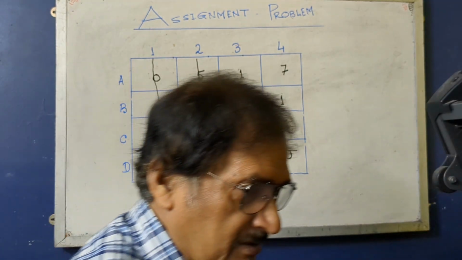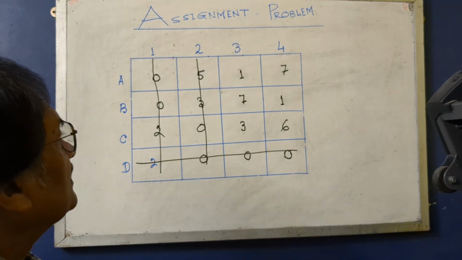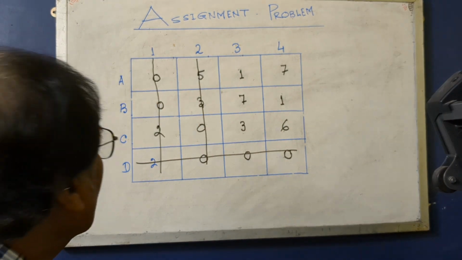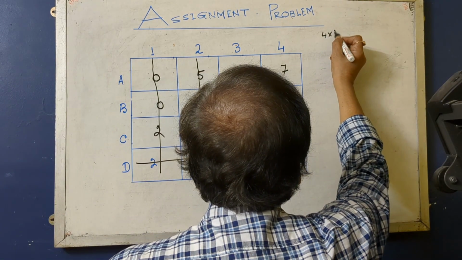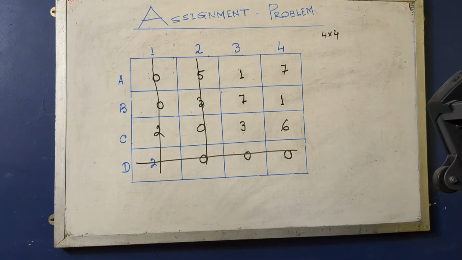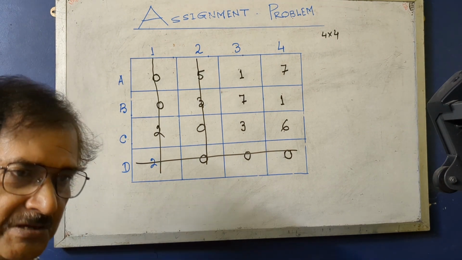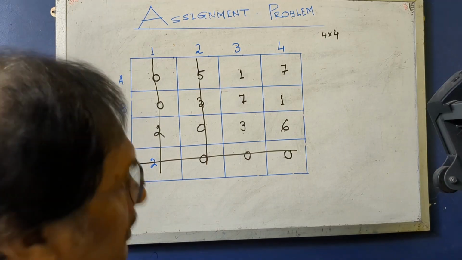You will not stop here. How many lines are required to cover all the zeros? Minimum number of lines? 3. But the order of the matrix is 4. It is a 4 by 4 matrix. That means the order of the matrix is 4. But the number of lines is 3. That means you have not reached the final table. You have to do something.